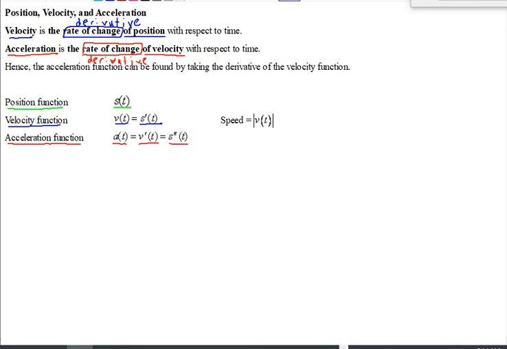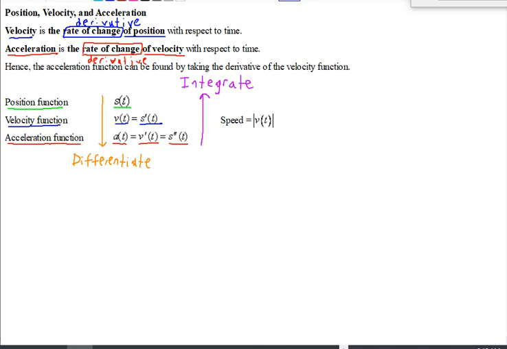So going this direction, from position to velocity to acceleration, you find the derivative. And remember, the process of finding the derivative is called differentiation. So you differentiate. But then remember, you can also reverse that process. You want to go from acceleration to velocity, velocity to position. To go this way, you can reverse differentiation and find the antiderivative or integral, and that process is called integration. So you can integrate to go the opposite direction.